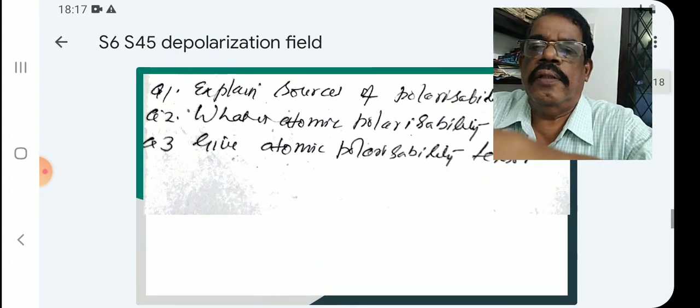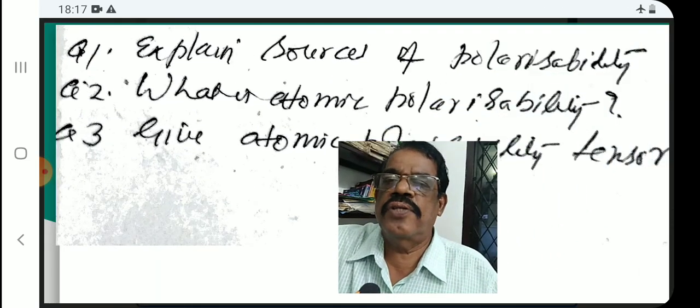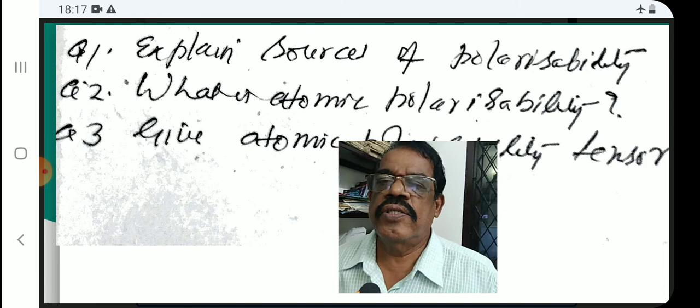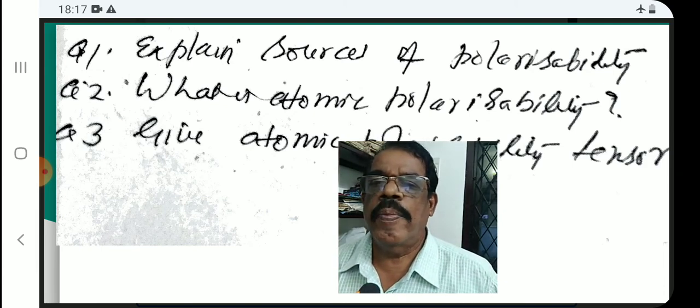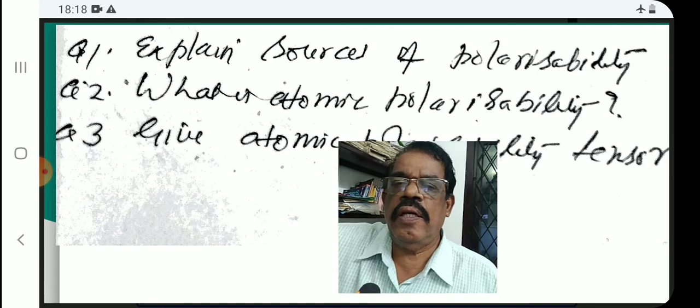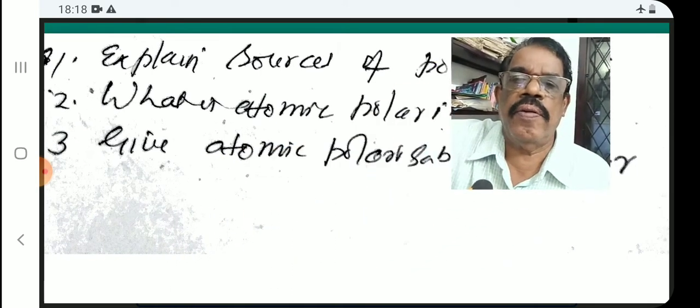So here 3 questions are written. You can read the answer from the above discussion. The questions are: Number 1, explain source of polarizability. Number 2, what is atomic polarizability? Number 3, give atomic polarizability tensor.